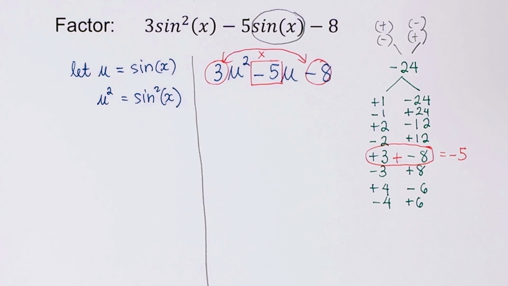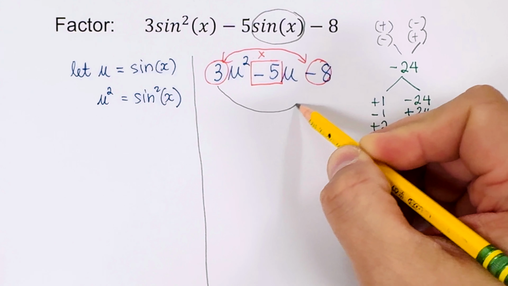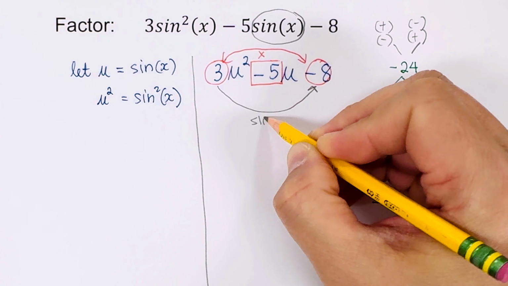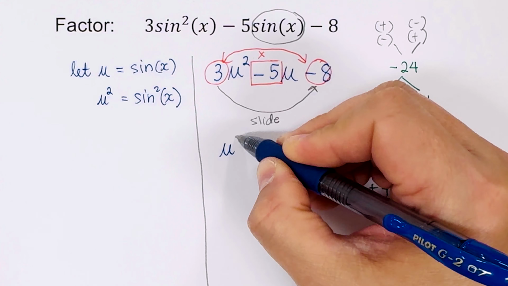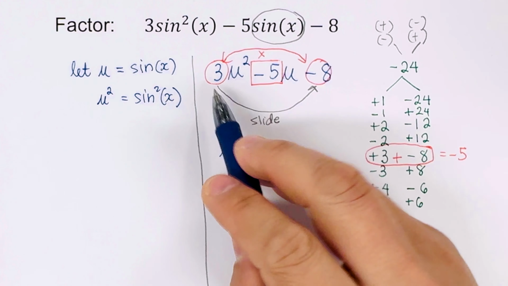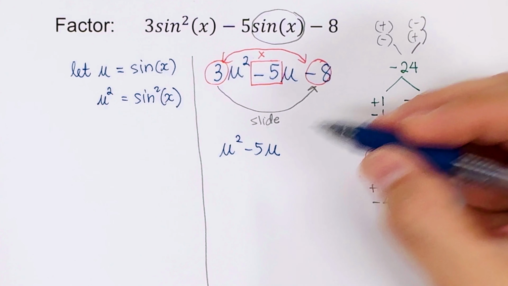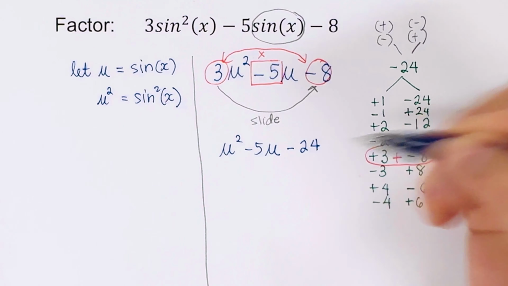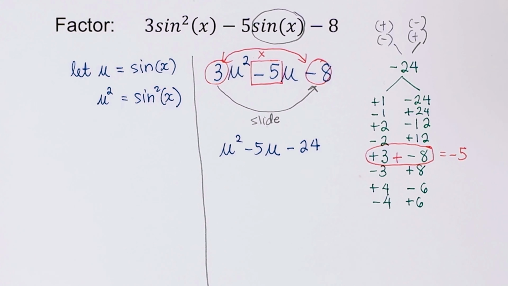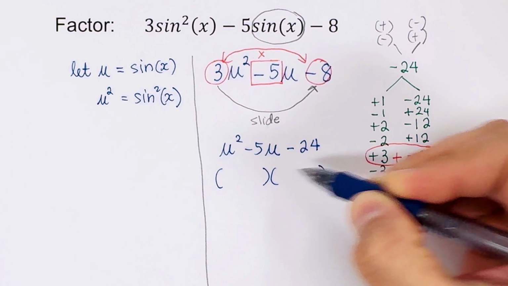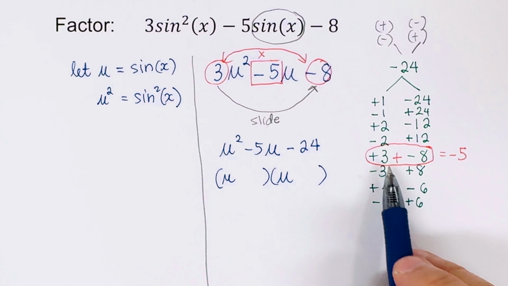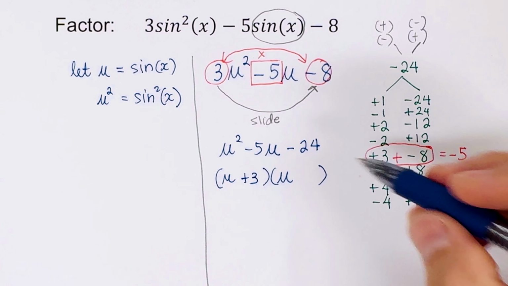Now, we will use slide and divide to determine the factors for this. So what we do is we will slide this 3 to the negative 8. So I'm going to go ahead and slide this. So this will give me u squared minus 5u, and 3 times negative 8 is negative 24. So I go ahead and use the factors that I got here, which is u and u, but this time around, we get a positive 3 and negative 8.